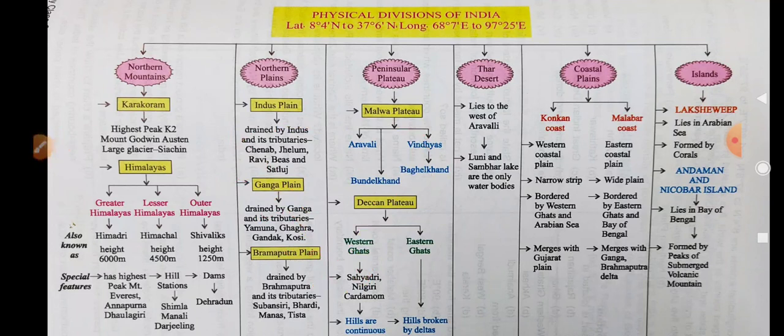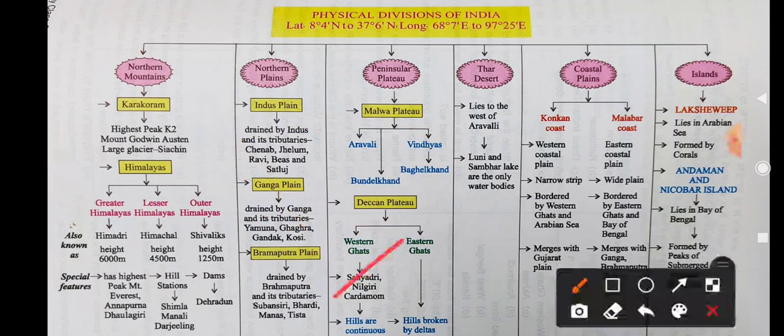Ghats, generally you know, are a sloping area. There is a highland, and when the highland is ending, this ending part is called the Ghats. I hope this part is also clear. Once you read, you can understand all the things. I already cleared everything in the map, only here you have to understand the concept.